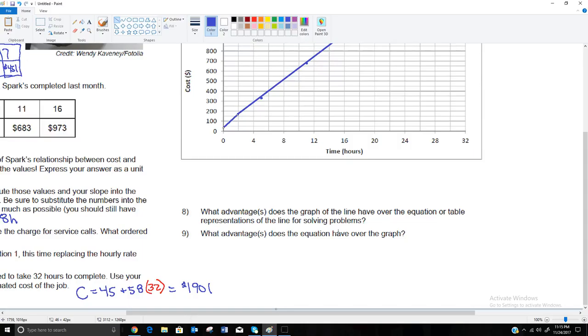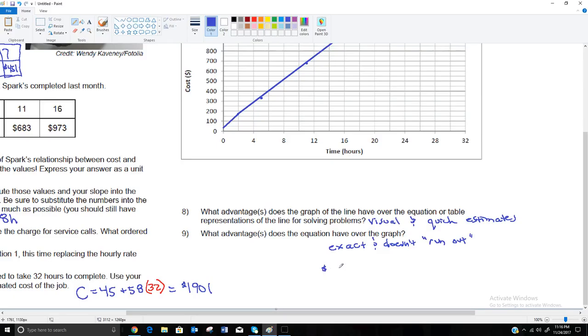But the equation has the advantage of, and also the table, but with the table you have to fill it all in, which gets a little tiresome, but the equation is exact. So the advantages of the graph are that it's very visual, so you can see it, and you can make quick estimates for lots of different points. And the advantage of the equation is that it's exact. Also, the equation doesn't run out. You'll notice our graph ran out of space, but with our equation, we can put in anything we want. So it doesn't, quote, run out. So if we wanted to figure out, say, 14 or 32 or anything, we could do that using this equation.